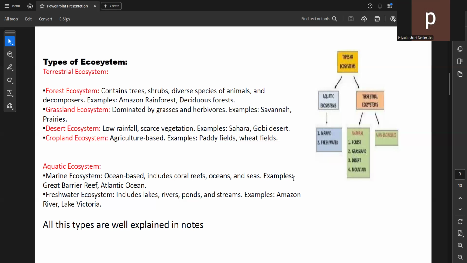Now the next is the aquatic ecosystem. This aquatic ecosystem is based on the ocean, which includes coral reefs and seas. For example, the Atlantic Ocean. In the aquatic ecosystem, there are two types: the marine ecosystem and the freshwater ecosystem. In the freshwater ecosystem, there are lakes, rivers, ponds, and streams. These are examples of the freshwater system. All of this is well explained in the notes or in the environmental book, which is already provided to you.